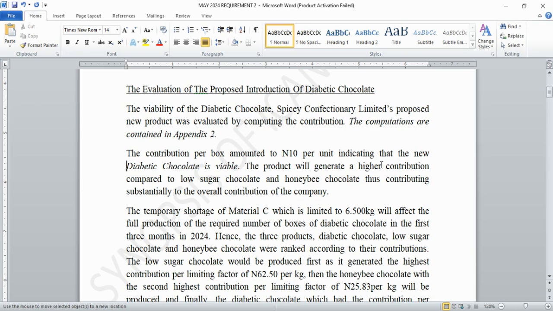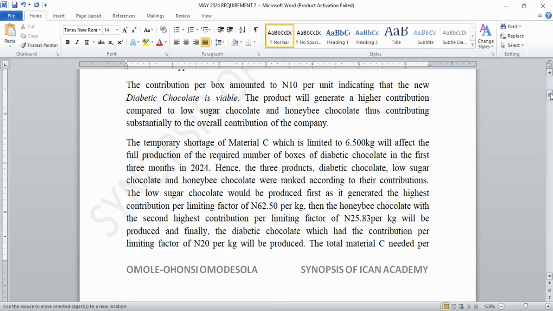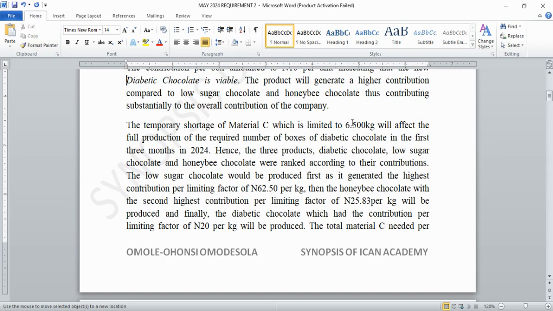That means it will generate higher contribution compared to other products, and then contribute to the overall contribution of the company. Then tell us a little about the information. Marks are not awarded for just taking information and dropping it there to make your report lengthy. But in as much as you don't have to copy and paste, write your report so that anybody that has not even seen the question, and sees my report, will understand what actually went on. So you give them a little about the information.